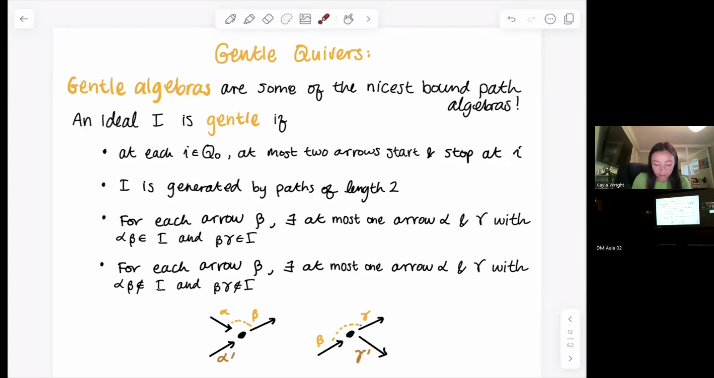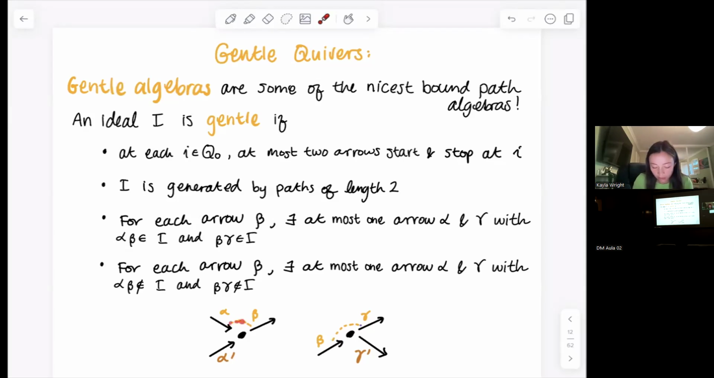You can think about them in these 2 pictures that I have down here. The idea is you can't exit out of a vertex or enter into a vertex in too many ways without getting killed in the ideal. So for instance, if I go along this arrow alpha prime, I should only be able to go out one way without having been killed if I took a different entrance.